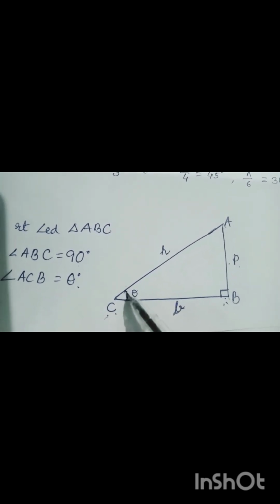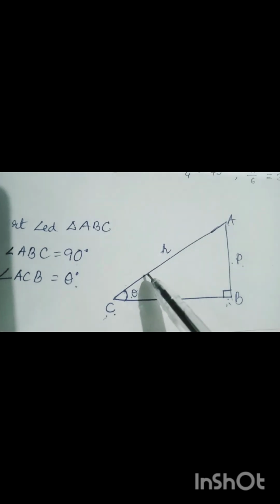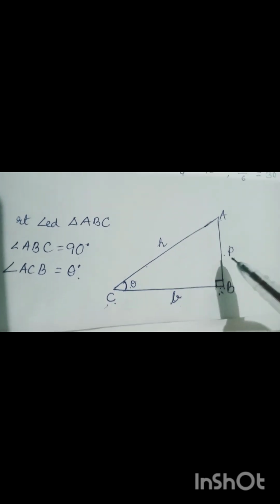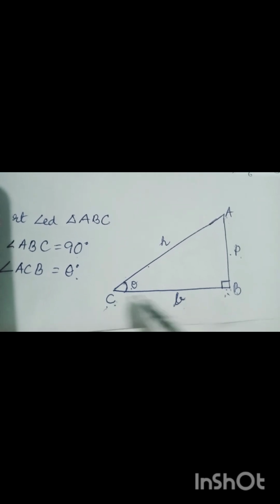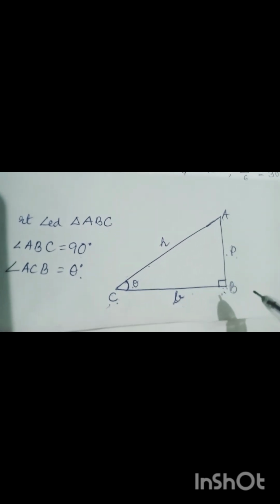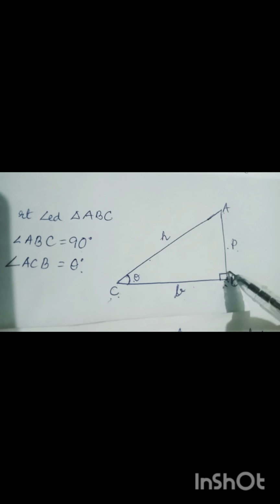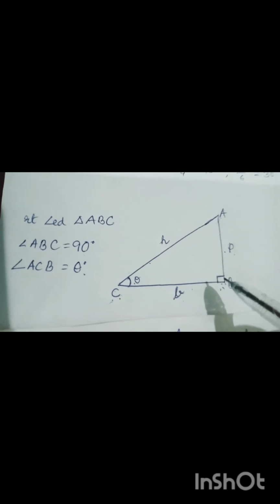One of the sides attached, or one of the arms of the angle theta, is the base and the other arm is the hypotenuse. So AB is the perpendicular, BC is the base of the triangle and AC is the hypotenuse of the triangle ABC. So from this triangle we can write the trigonometric ratios.